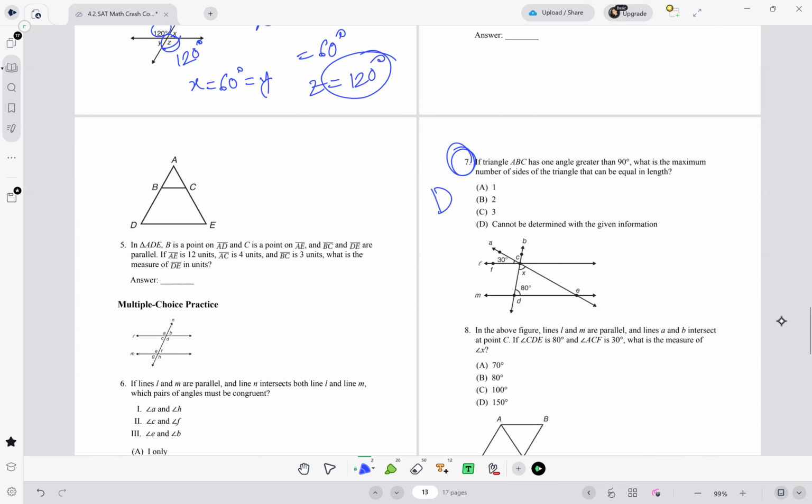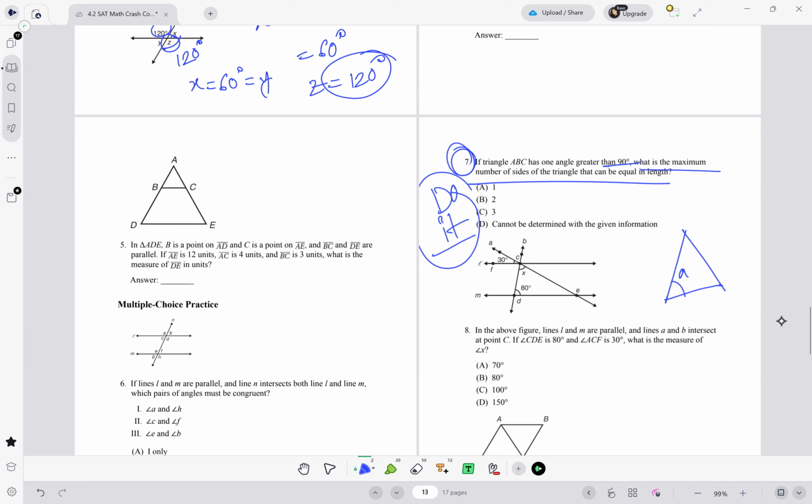Problem number 7, do it. This is a very important example. If a triangle ABC has one angle greater than 90 degrees, what is the maximum number of sides of the triangle that can be equal in length? They're just talking about the proportionality relationship that I talked about a few minutes ago. That is, the sides opposite equal angles.